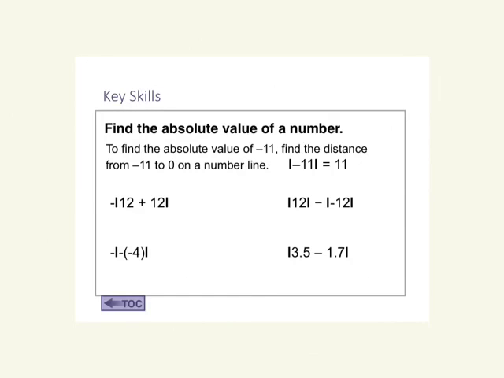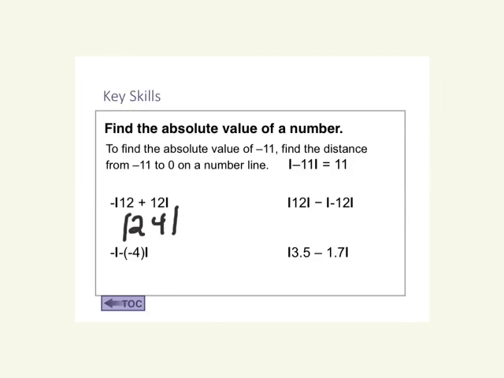So again, a couple more. To find the absolute value of a negative 11, you find the distance from a negative 11 to 0 on a number line, and that's 11. So here are just some more examples. Here we have to do what's inside the absolute values. Absolute values are kind of like grouping symbols. So that would be 24.